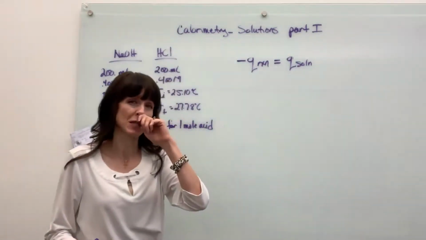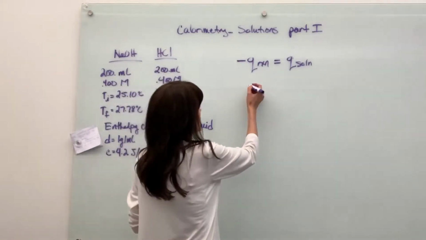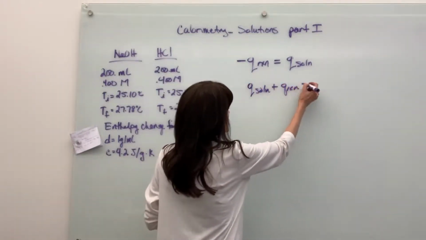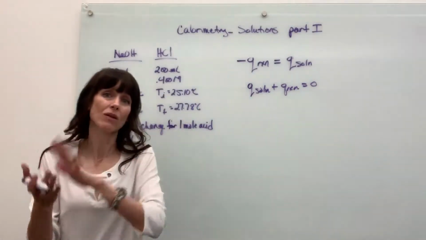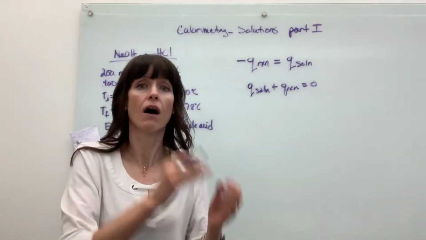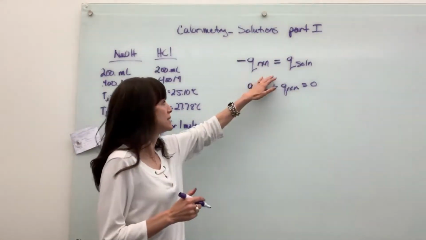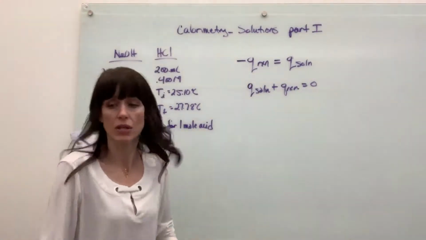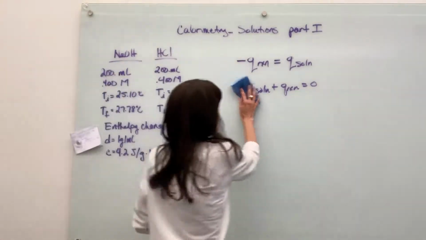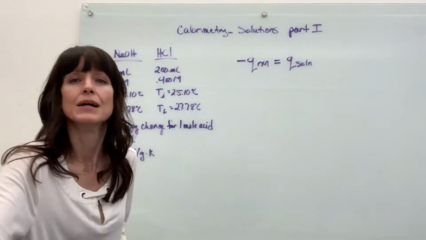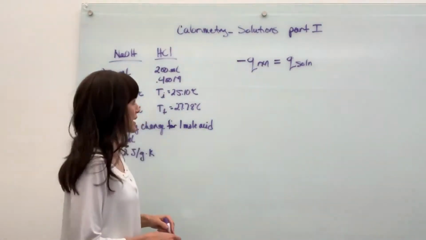Sometimes you'll see it written like this: Q solution plus Q reaction equals 0. That means the amount lost plus the amount gained is always a net 0. For my brain, it works easier if I think about the amount lost has to equal the amount that's gained. Same formula, maybe just a slightly different way of looking at it.